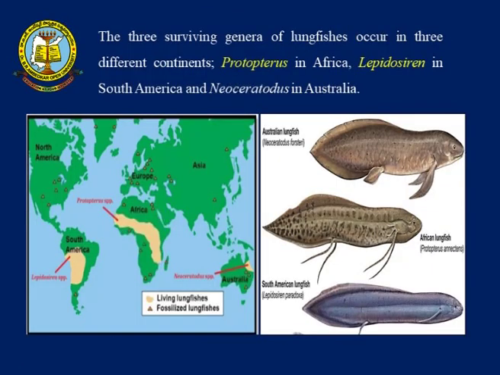The three surviving genera of the lungfishes occur in three different countries: Protopterus in Africa, Lepidosiren in South America and Neoceratodus in Australia. So, these also show a good example of discontinuous distribution.